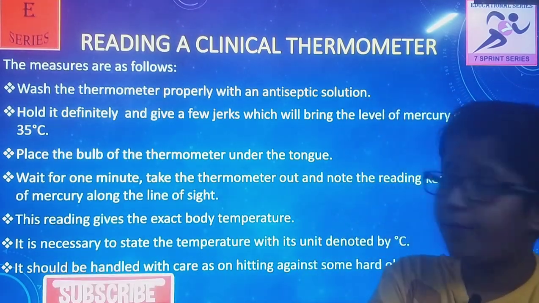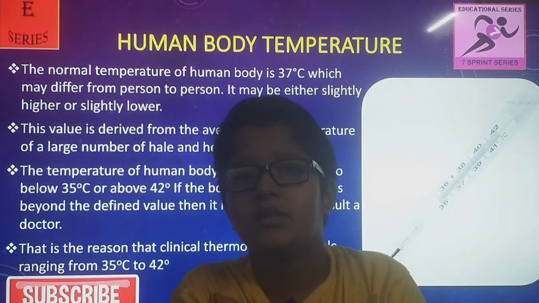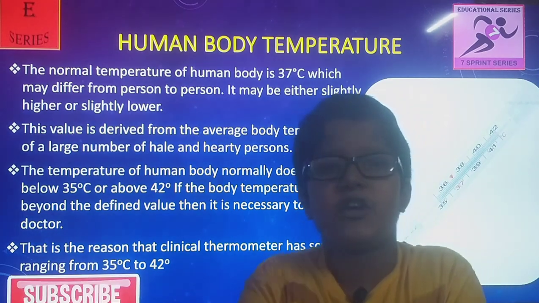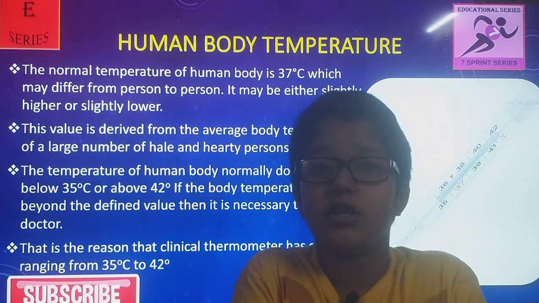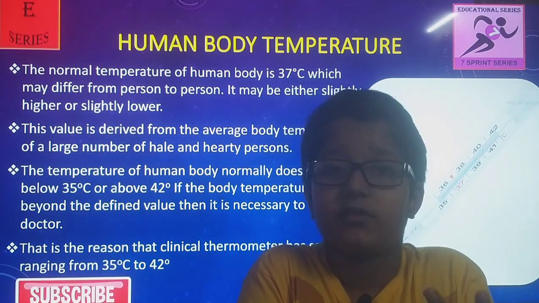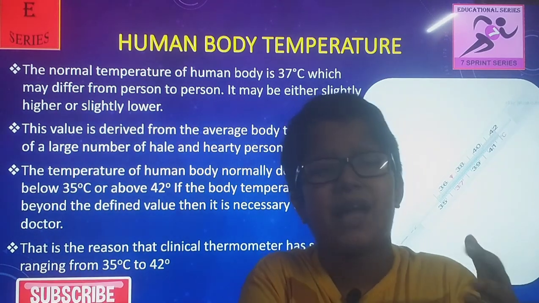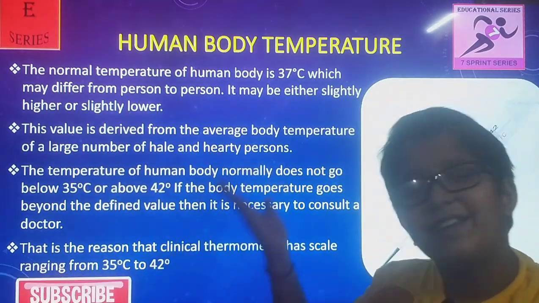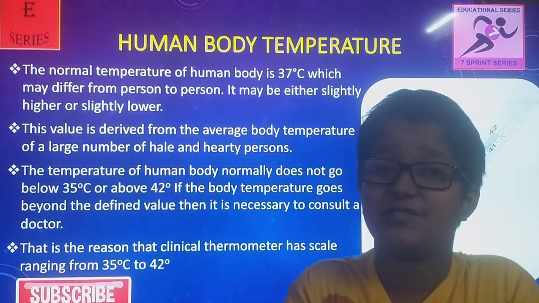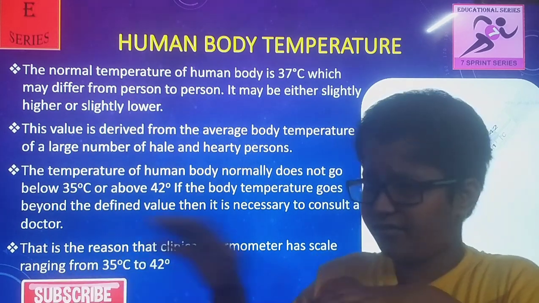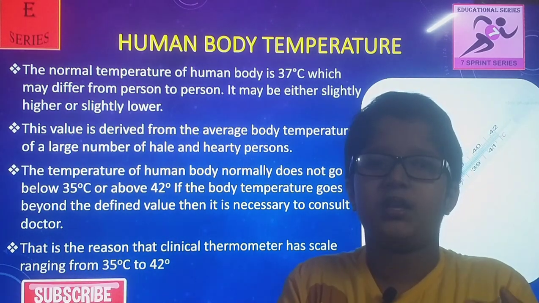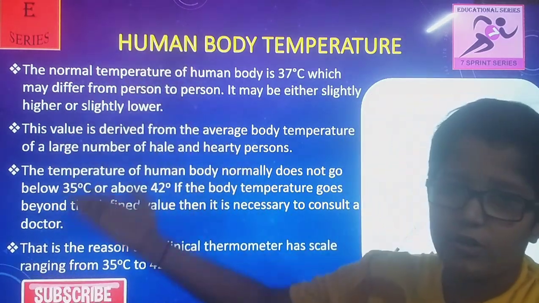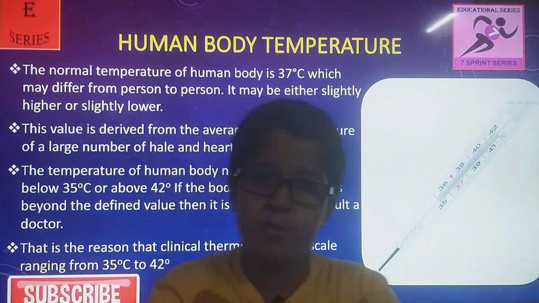Now let's see another type of thermometer. So this clinical thermometer is all for humans, and you need not worry, because if you check your temperature, it's not exactly 37 degrees Celsius. It can vary from person to person. Just we take it, because all hale and hearty, or healthy persons, are around this kind of temperature. So we take 37 degrees as a normal human body temperature. And as I've already told you, the thermometer is only for human body use.